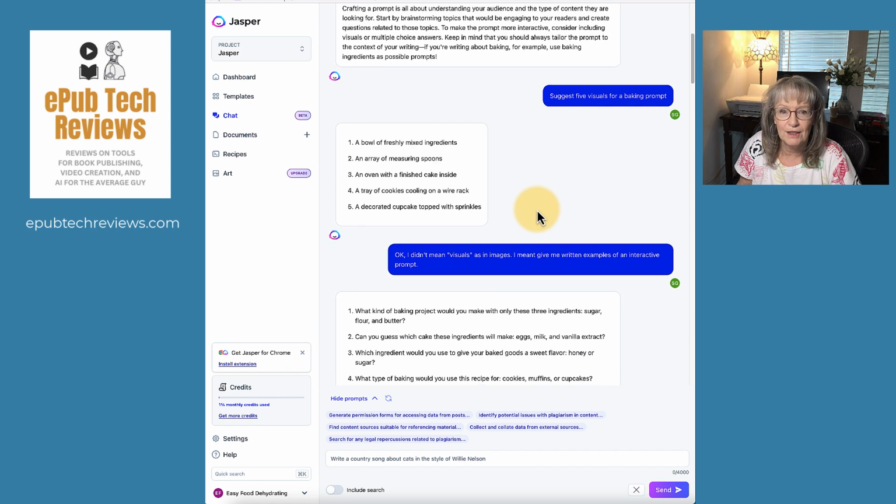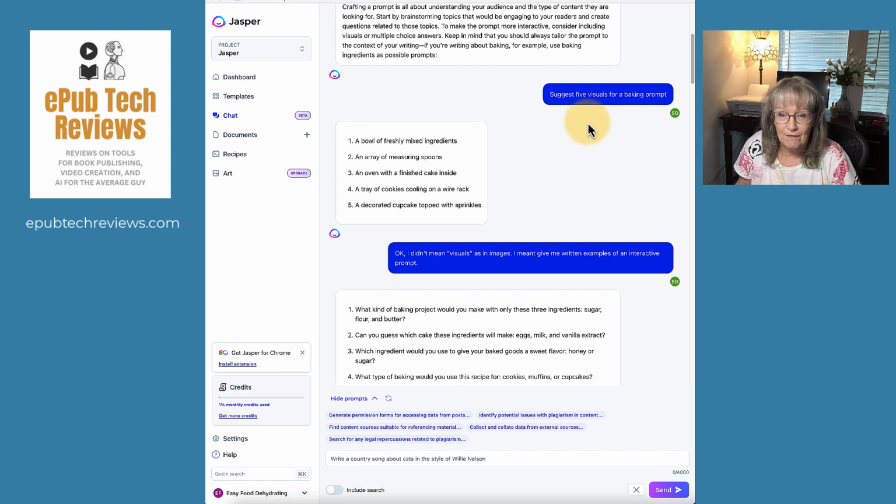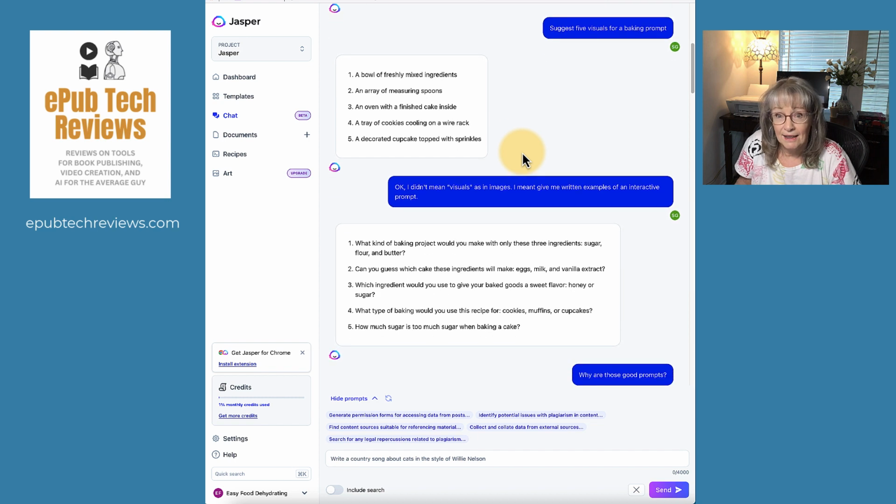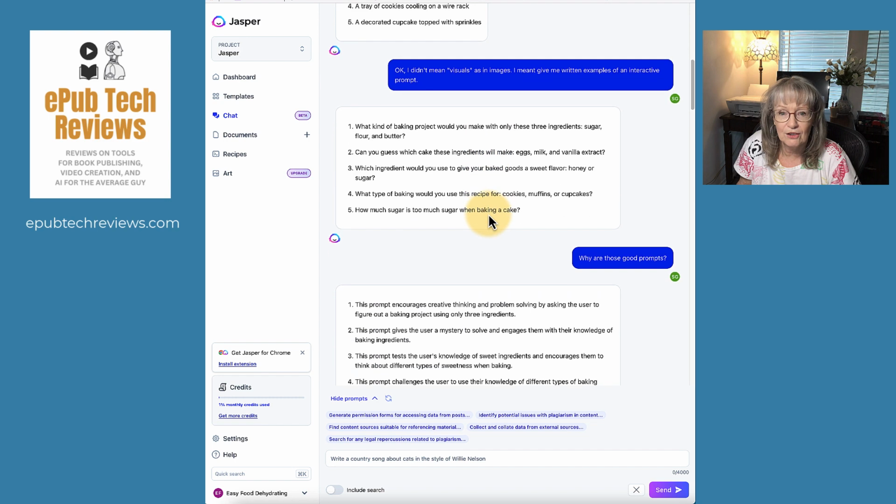So here you go. He said to my 5 visuals, a bowl of freshly mixed ingredients, an array of measuring spoons. Hey, I got what I asked for. Okay, I said I didn't mean visuals as in images. I meant give me a written example of interactive prompts. So here you go. This is what he came up with.